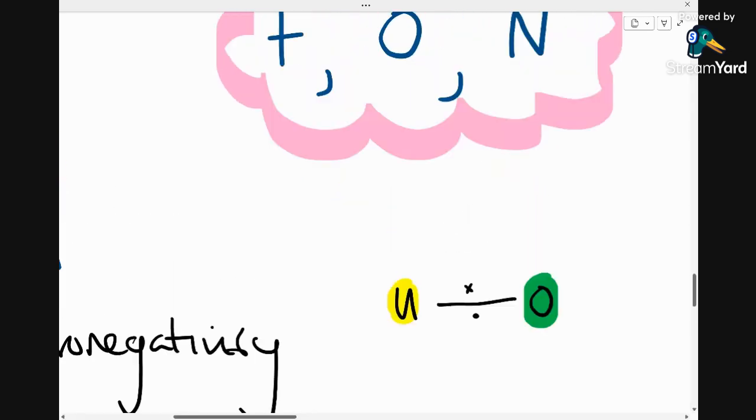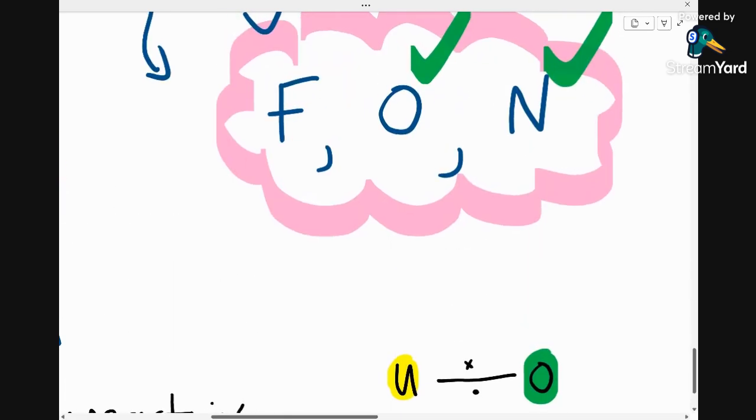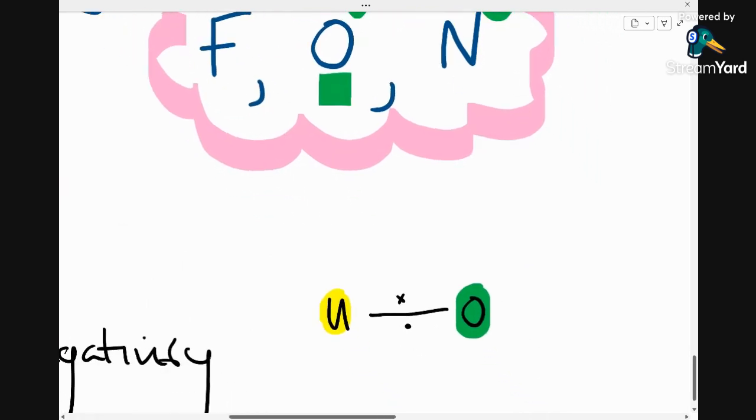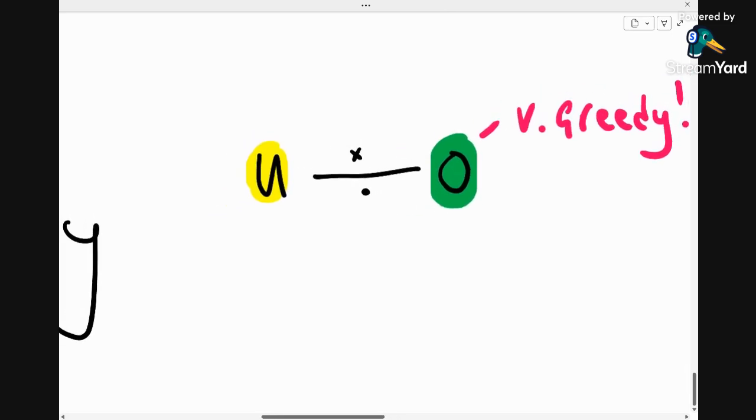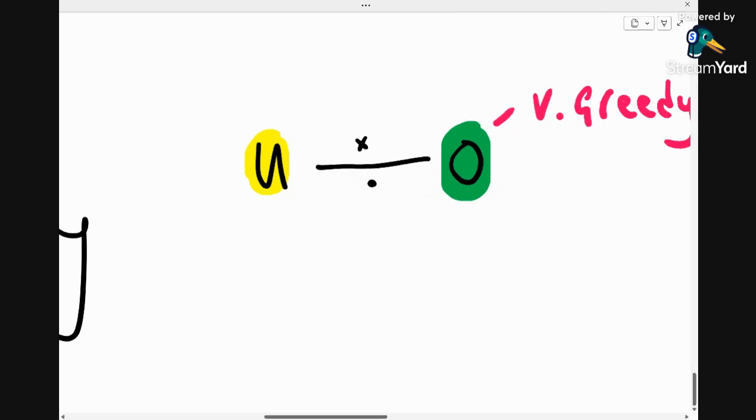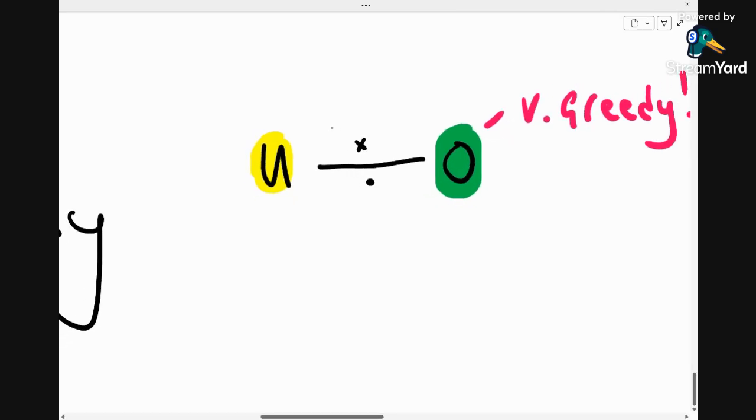And hopefully you remember this acronym up here, FON. Oxygen is one of the key electronegatives that you need to know. It's very, very greedy. Hydrogen actually isn't very greedy at all. It's sort of reasonably low electronegativity, especially compared to the likes of fluorine, oxygen, and nitrogen. What this means is that this shared pair of electrons is going to be pulled by the hydrogen over here, but it's also going to be pulled by the oxygen.